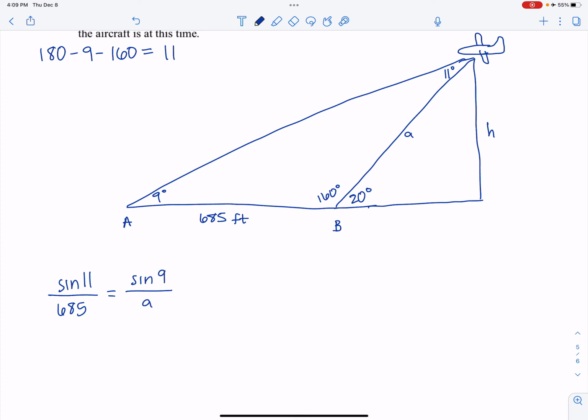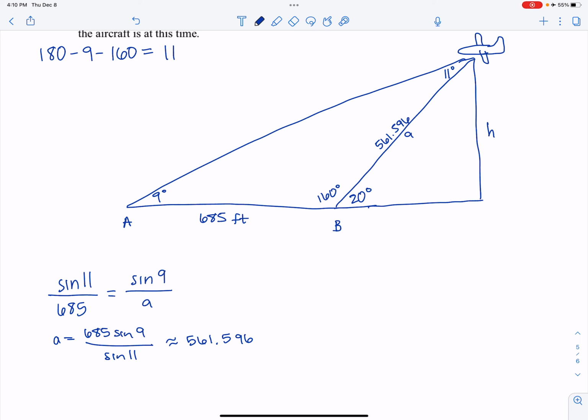So let's find this A. Sine 11 over 685 equals sine of 9 over A. Using our cross multiplication, A is going to be 685 sine of 9 over sine of 11. Throwing that through your calculator, you should get about 561 feet, a little over half. So this A, this distance is 561.596. And we're closer to getting that H.